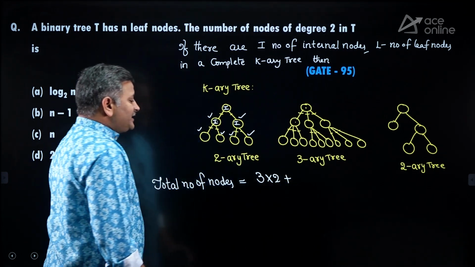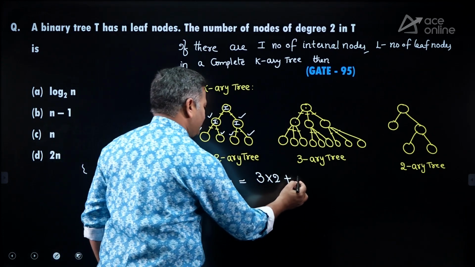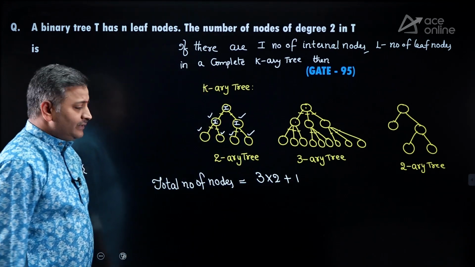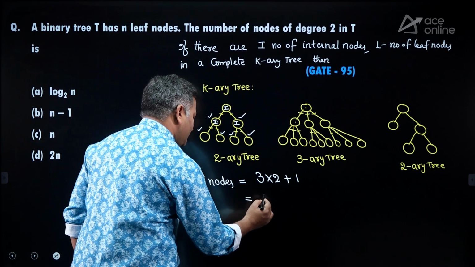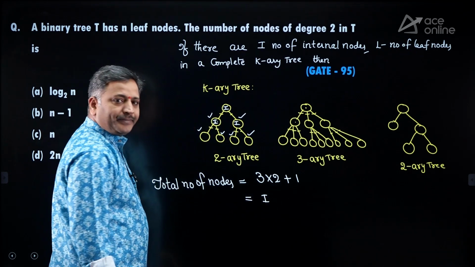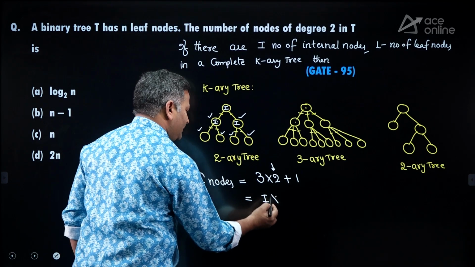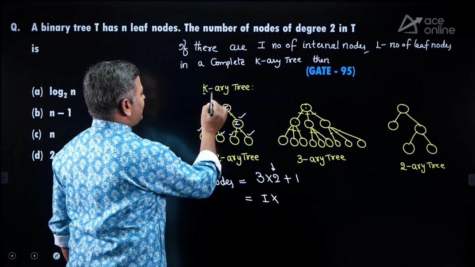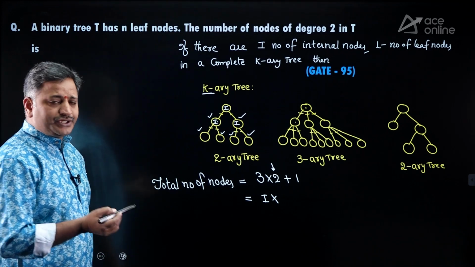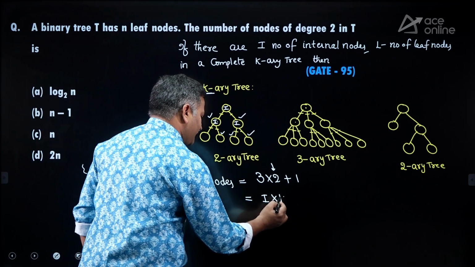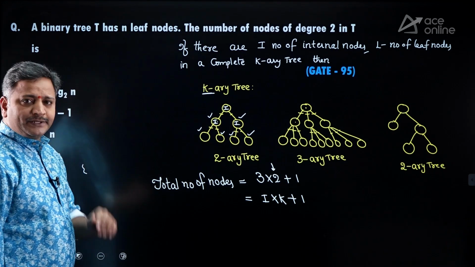Plus one node is missing in the counting. Who is that? The root node. That's why I am taking plus 1. Where this 3 indicates the number of internal nodes. The number of internal nodes I define as I. This 2 indicates the number of children for each internal node, which I am taking as K-ary tree. K-ary tree means every internal node has K children. Therefore, K-ary tree plus 1, I into K plus 1.